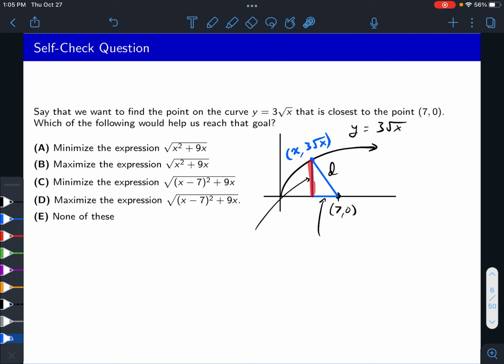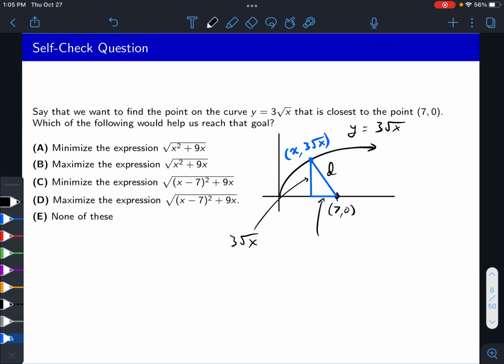So this length up here, this vertical height, is easy to calculate because this is just how high up on the curve we are. So that's literally just going to be 3 times the square root of x. So this is just 3 root x. And then this bottom distance over here, this is going to be this x value minus this x value. You could think of that as this is 7, and this is x. So 7 minus x is equal to this leftover part right here. So this is equal to just 7 minus x.